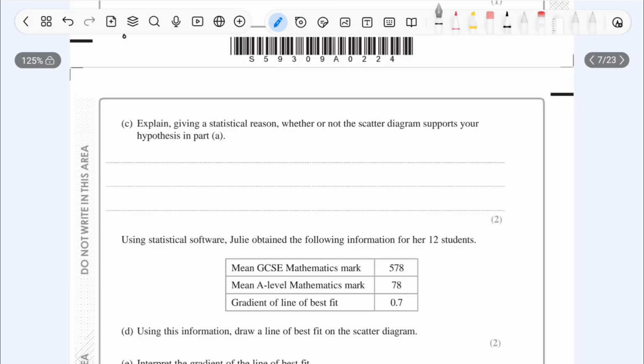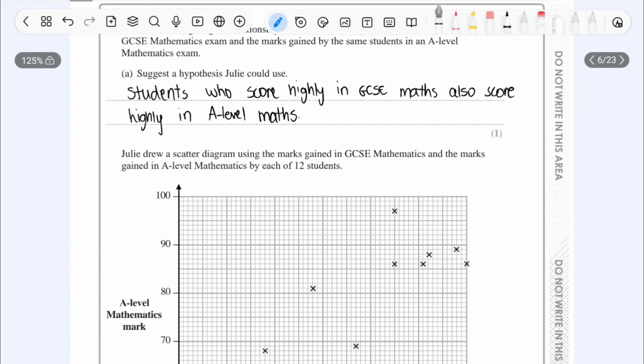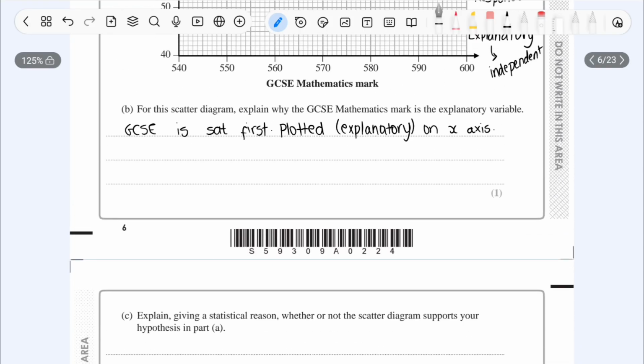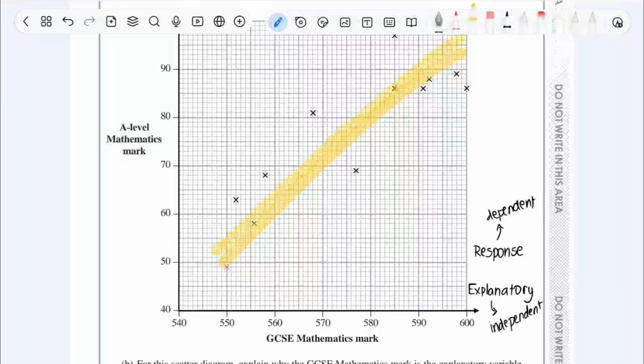Part C. Explain, giving a statistical reason, whether or not the scatter diagram supports your hypothesis in Part A. Well, our hypothesis in Part A was that if you do well in GCSE maths, you will do well in A-level maths. And what does a statistical reason mean? A statistical reason is any sort of measurement we can use on the graph. Now, there's a few I can think of: skew, gradient, correlation, and obviously the gradient is the correlation. And we can see that this one has a general positive correlation, it is going upwards, like so. So it's a positive correlation.